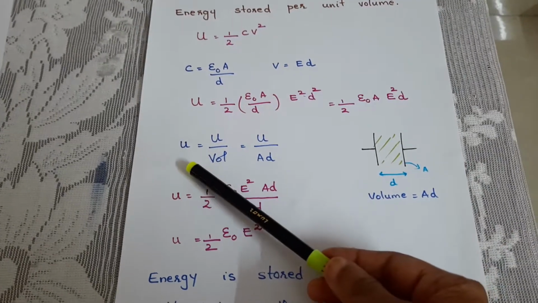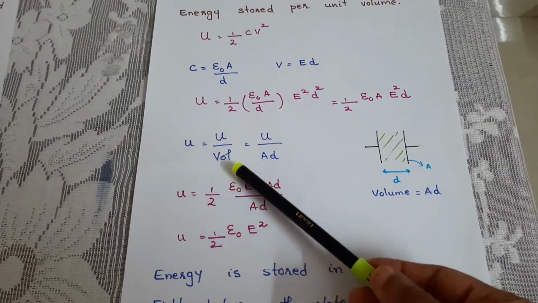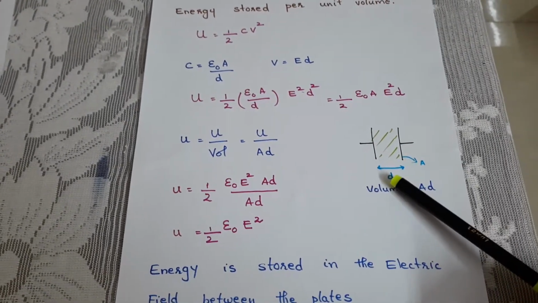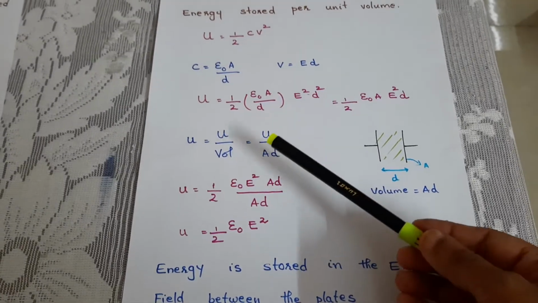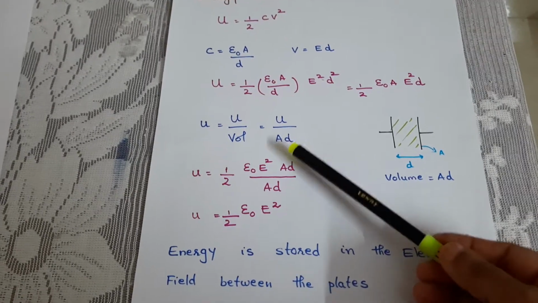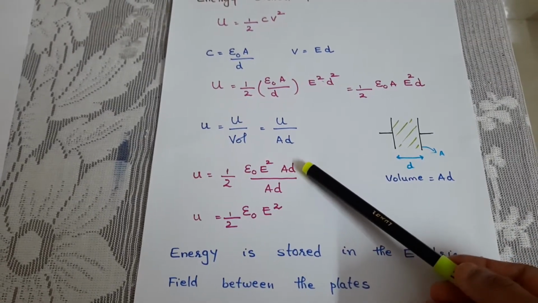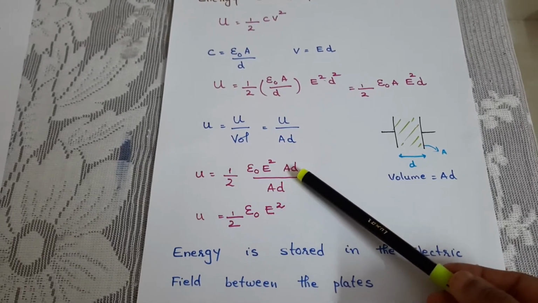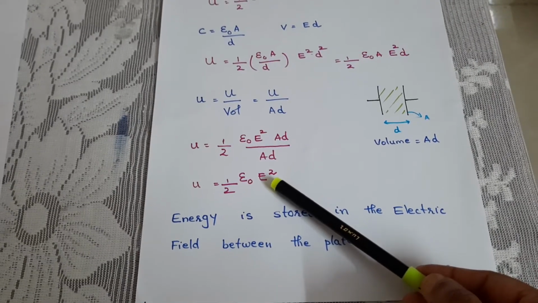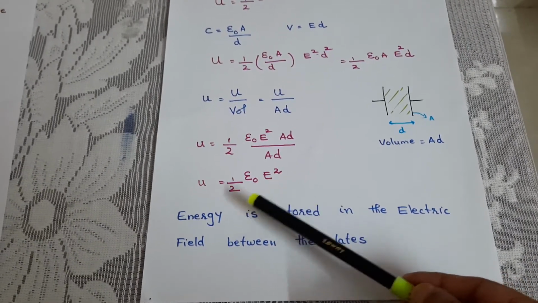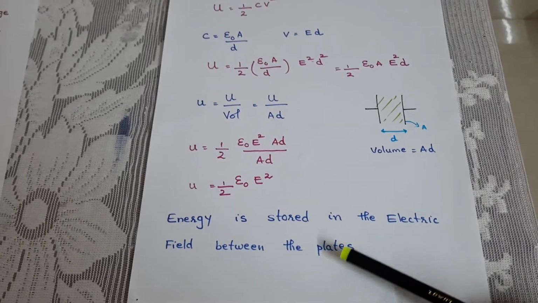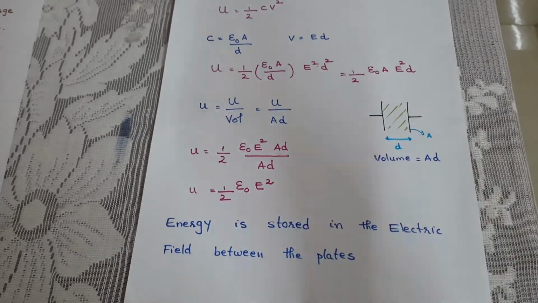The energy density is the energy per unit volume. And the volume of this capacitor is area into separation, AD. So total energy by AD. Let us substitute for total energy. AD can be cancelled. So the energy density is equal to half epsilon 0 E^2. So we can say the energy is stored in the form of electric field between the plates of the capacitor.